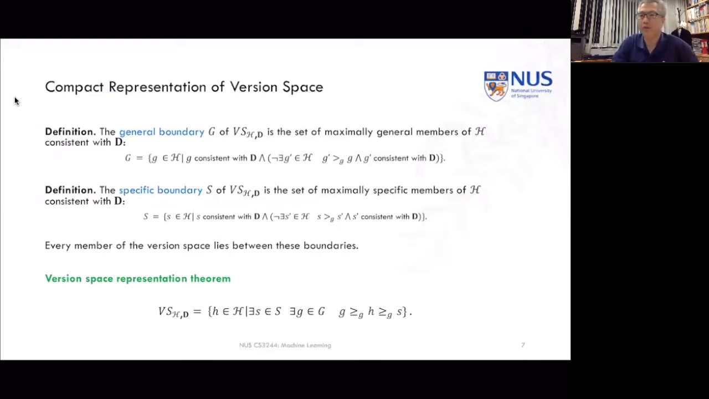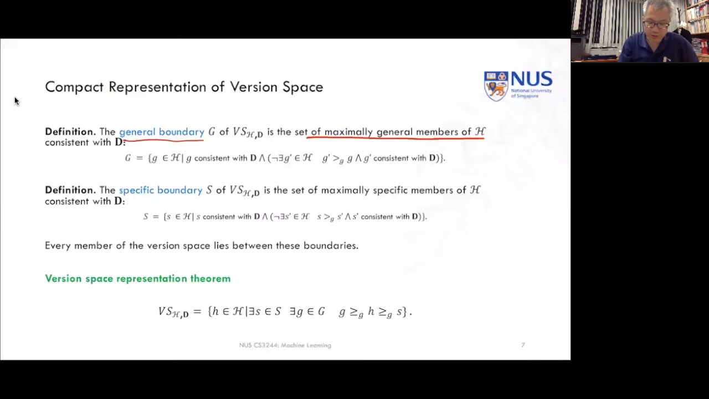We can intuitively think of the version space as having 2 boundaries, a general boundary that describes the set of maximally general members of the hypothesis space that's consistent with the data set. In other words, there isn't any other hypothesis G prime that's still in our hypothesis set, okay, that is still consistent with the data set and is more general than any one of the members of the G set, the capital G set, okay?